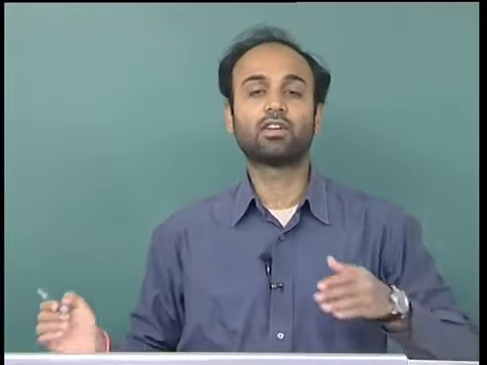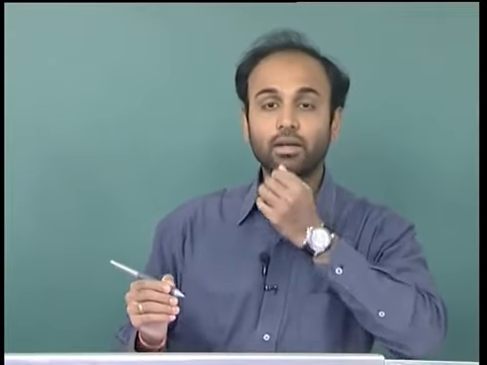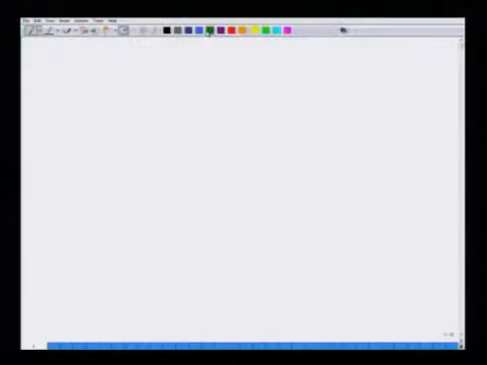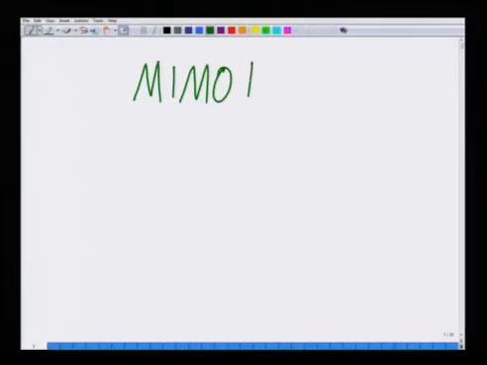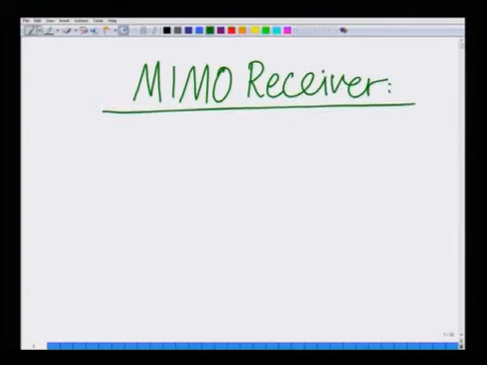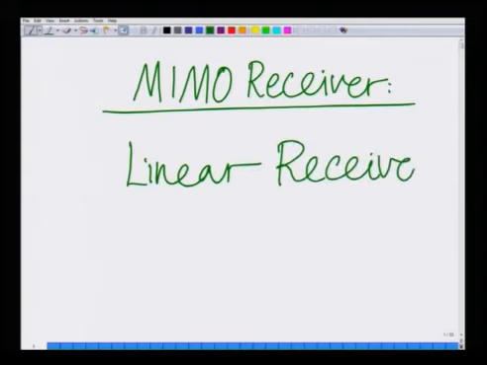So, let us start with a discussion on MIMO receivers, that is, we are transmitting information in a MIMO system. How do we detect information at the receiver? So, we will start with the MIMO receiver, and more specifically, at least initially, we will talk about a linear MIMO receiver.